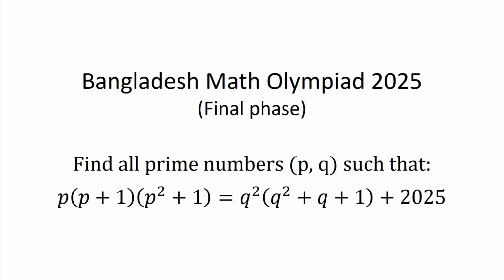Today we have selected a problem from the Bangladesh Math Olympiad of 2025, so very recent, in their final national phase. The problem states that: find all prime numbers p and q such that p times (p plus 1) times (p squared plus 1) is equal to q squared times (q squared plus q plus 1) plus 2025.